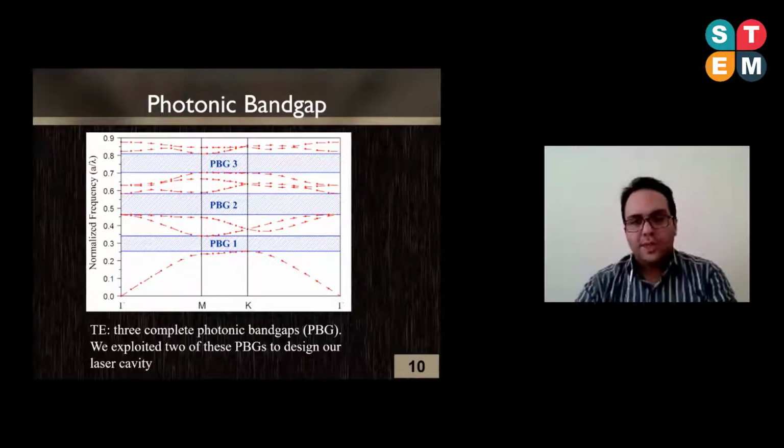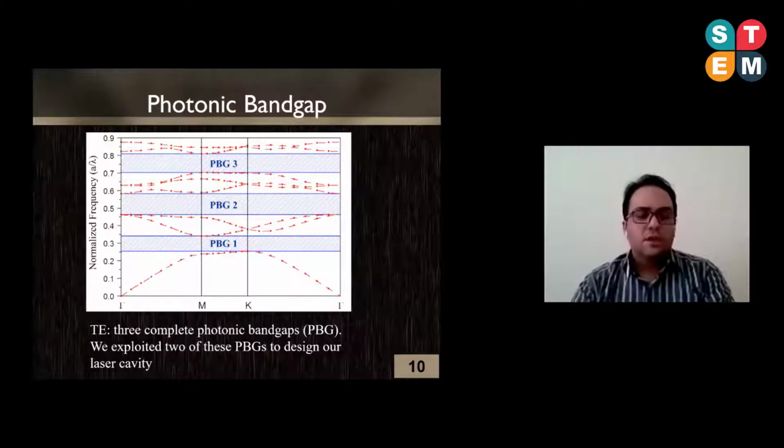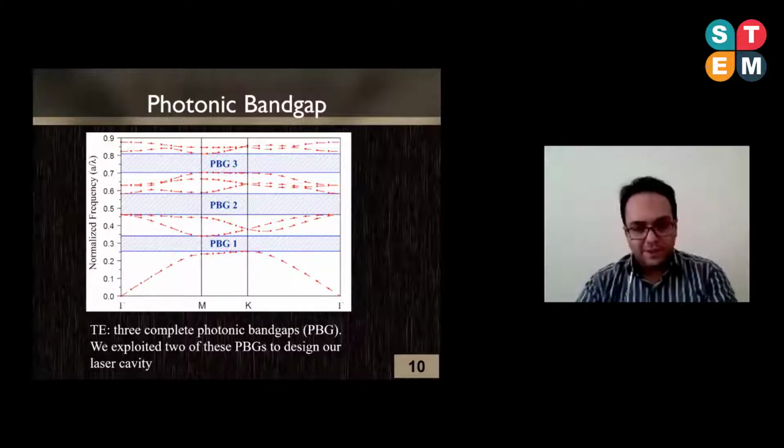The photonic bandgap tree is associated with the pump, and the pump signal is at 532 nanometers. You can see here that we used two of these photonic bandgaps. One is for the pump and another for the lasing wavelength.